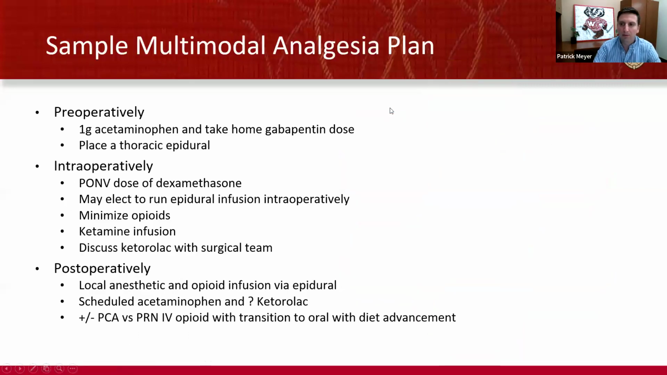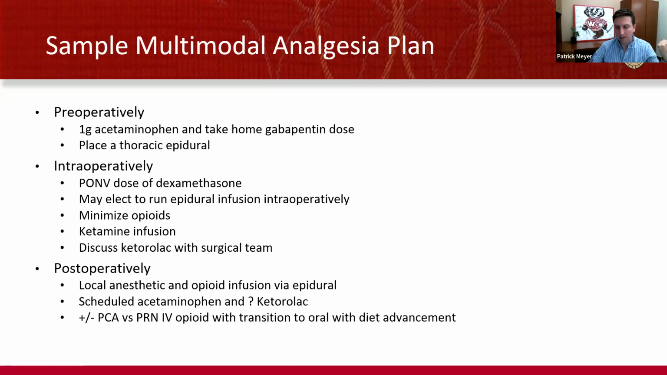So I break it up into what do we do before surgery, what do we do in the OR, and what do we do post-operatively. So in this case, I think giving her a gram of Tylenol preoperatively is a great idea. Taking her home gabapentin makes sense to me. And then, there's a lot of regional options. In this case, I said, why don't we talk to her and see if she's interested in a thoracic epidural?